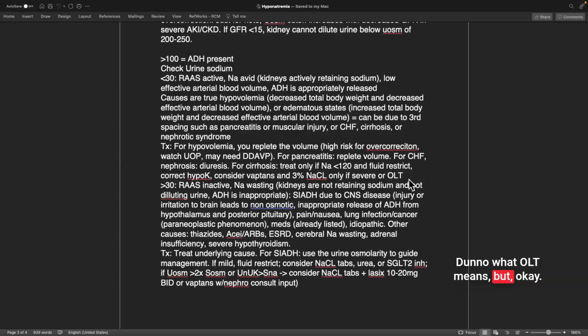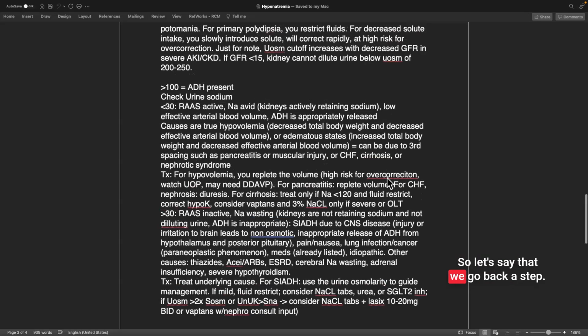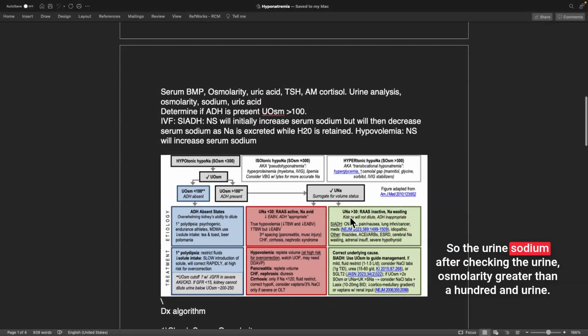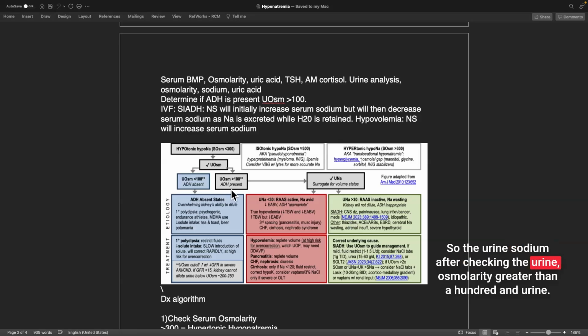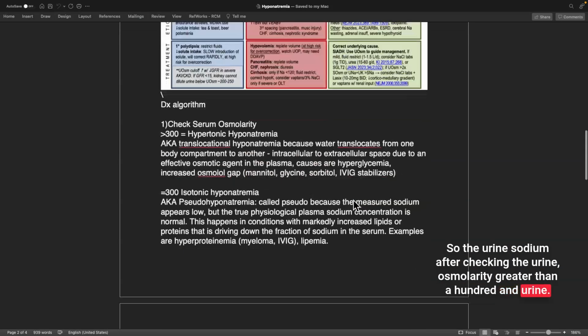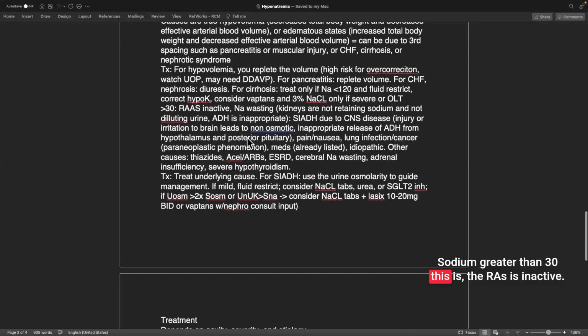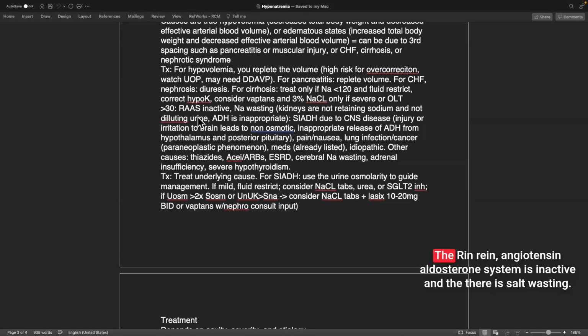OLT means. But okay, so let's say that we go back a step. So the urine sodium, after checking the urine osmolarity greater than 100 and urine sodium greater than 30, this is the RAS is inactive. The renin-angiotensin-aldosterone system is inactive, and there's salt wasting.